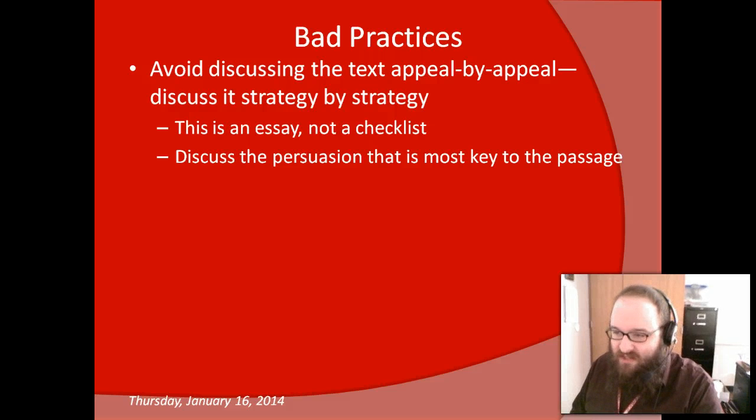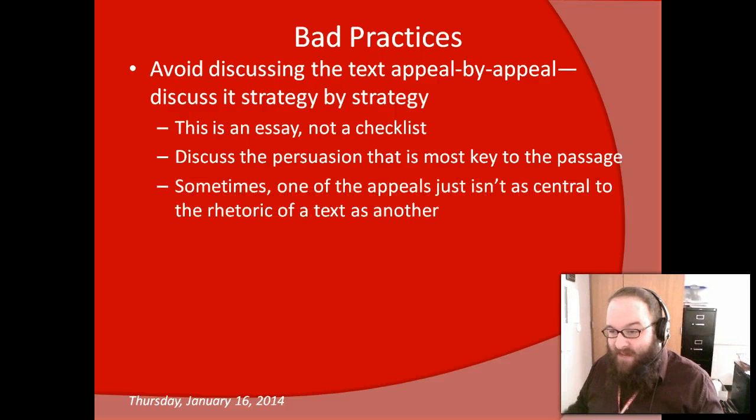Discuss the persuasion that is most key to the passage. Sometimes one of the appeals just isn't as central to the rhetoric of a text as another. Could you even conceivably write me a paragraph about the logos in Jonathan Edwards' Sinners in the Hands of an Angry God? Sure, but not if you wanted to explain to me the effectiveness of his sermon, because there is no effective logos in his sermon. So you'd want to talk mainly about the pathos. I would probably spend my entire essay just talking about emotional appeals and all the strategies he uses there.